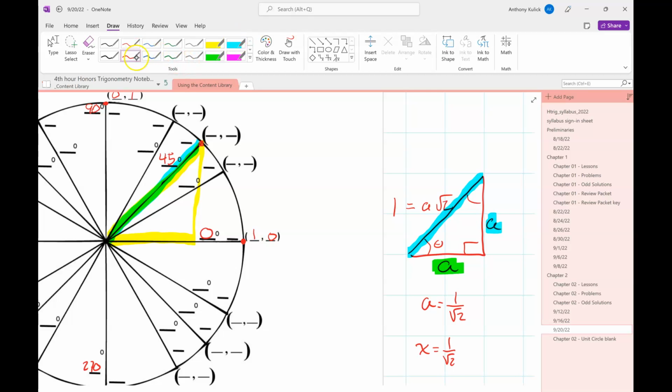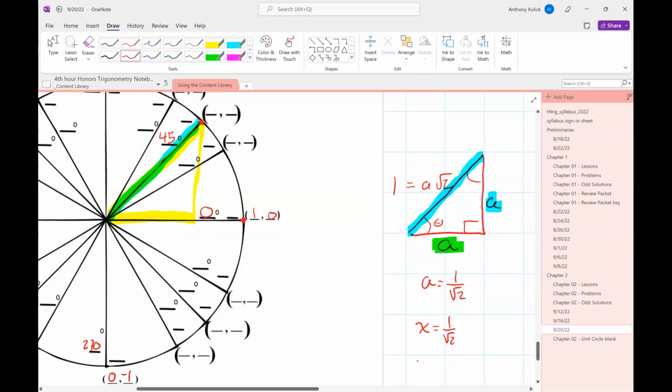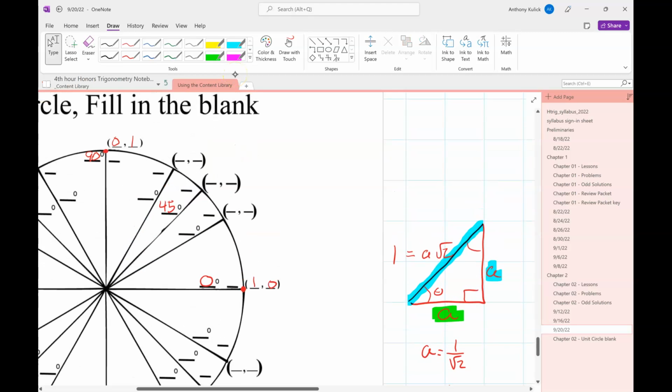This piece is my y coordinate. So since they're both just A, those are 1 over the square root of 2 in both places. Everybody's cool? And since we're in the first quadrant, the x coordinate is positive and the y coordinate is positive. If you want to rationalize those, go ahead. I'm going to leave them unrationalized for right now. Of course. Okay.